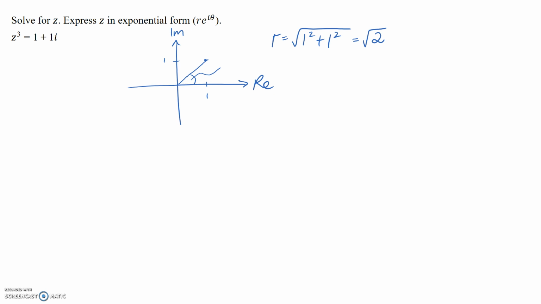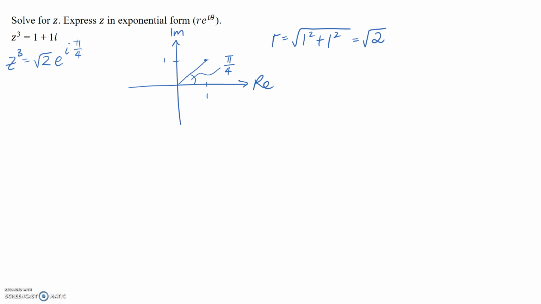And since this has equal components, 1 and 1, this is a 45-degree triangle that's formed in here. So the angle in radians would be equal to pi on 4. That's the same as 45 in degrees. So if we want to write this in our exponential form, r e to the i theta, r is square root 2, i stays the same, and our theta measured from the positive real axis is pi on 4. So that's equal to z cubed.